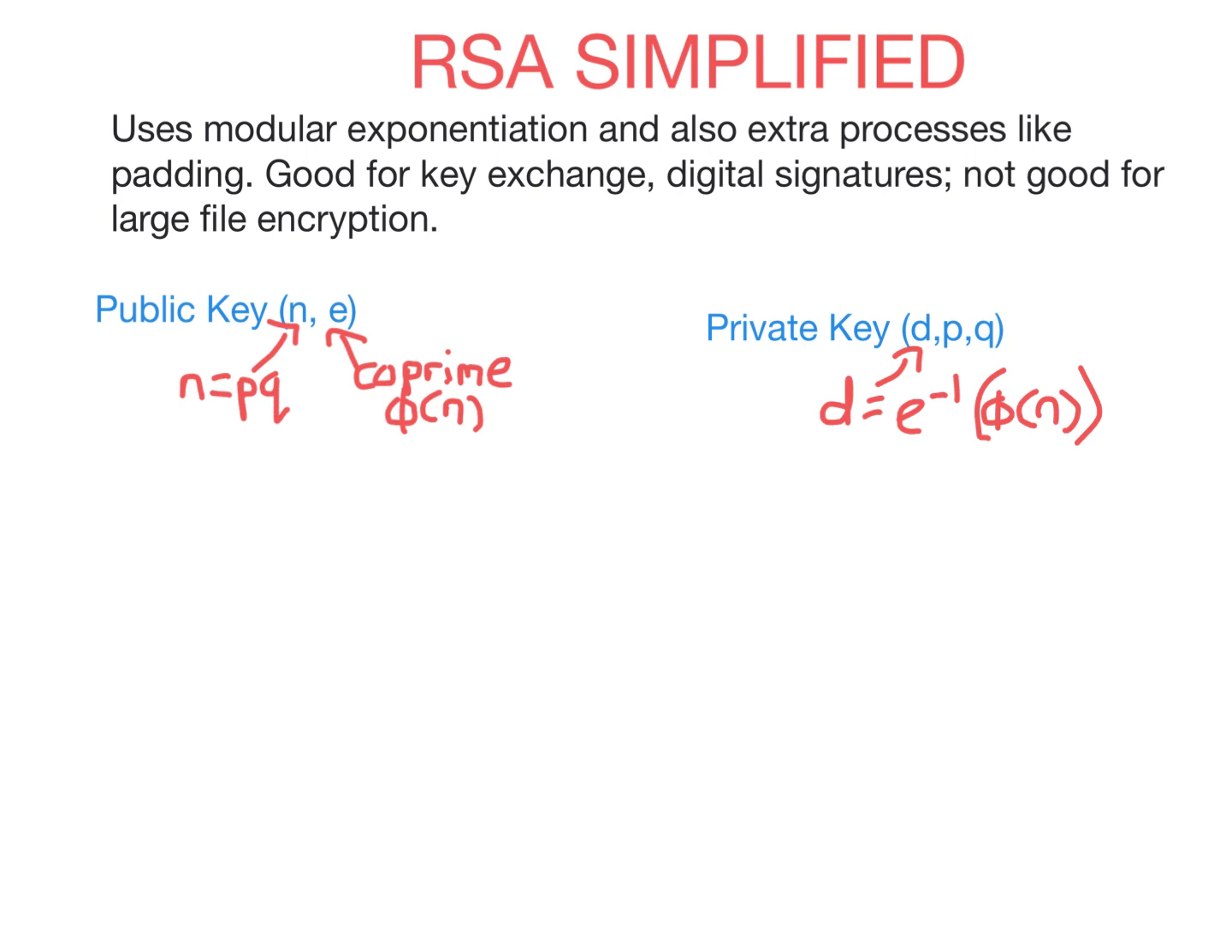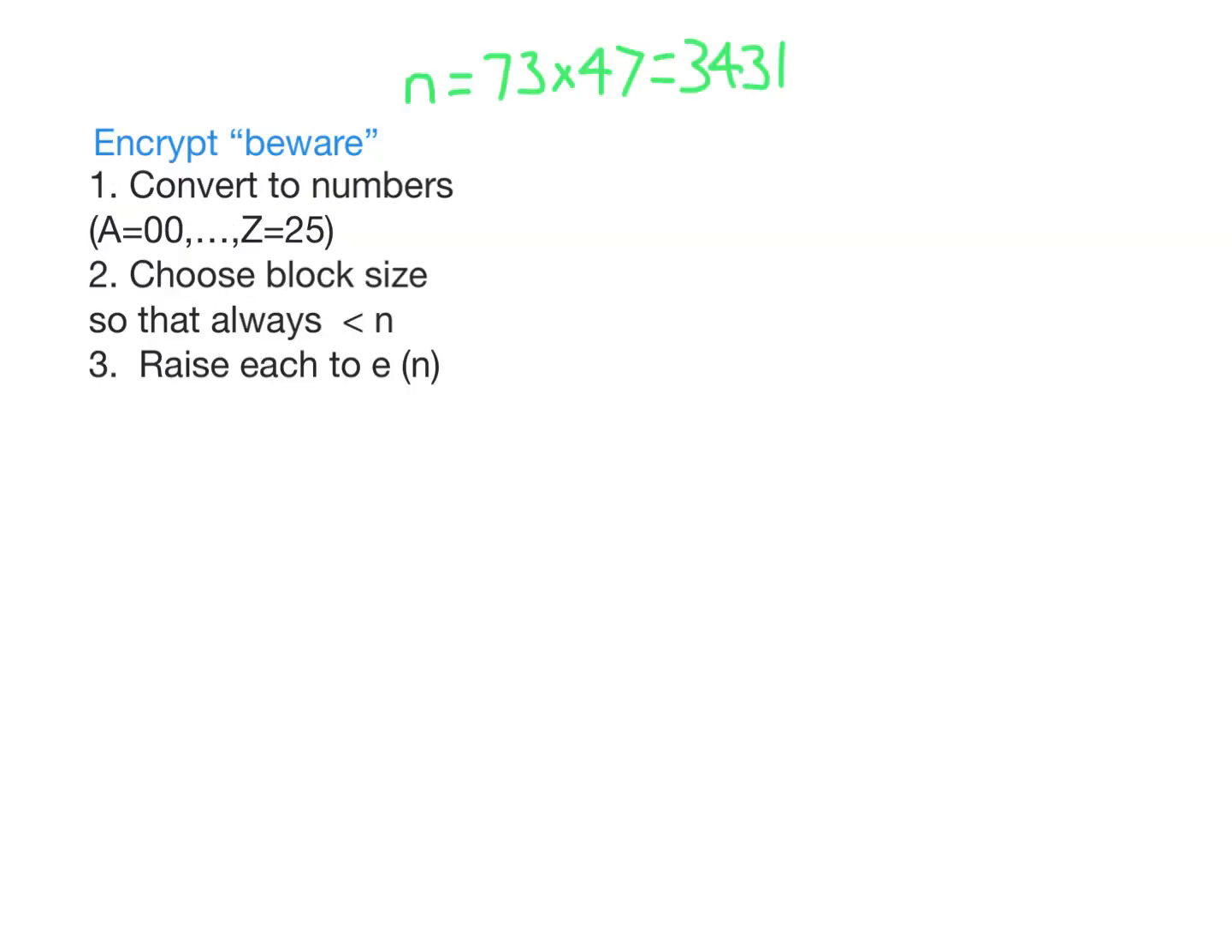All right, let's now look at exactly how it works. So the first thing we need to do is choose a suitable value of n. So it is the product of two primes. I've just chosen the primes as 73 and 47. So this is my value of n. So now we need to calculate phi of n. That's very easy to do if we know the factors. So it's just p minus 1 times q minus 1, which gives us 3312.